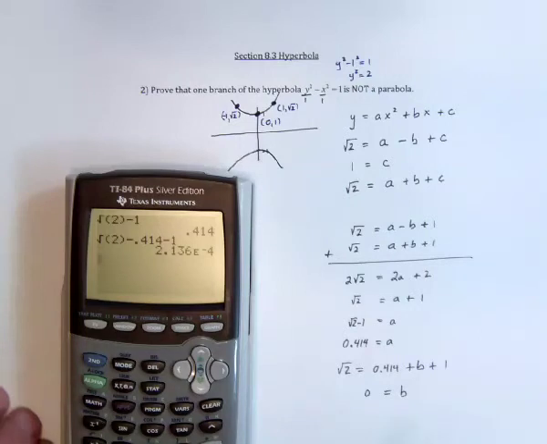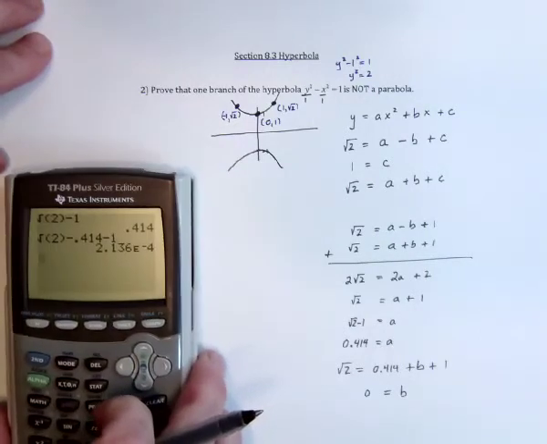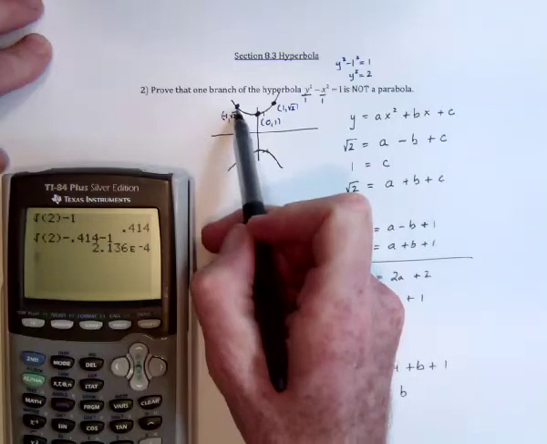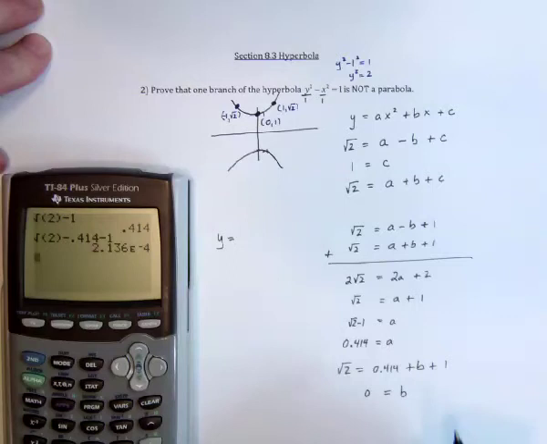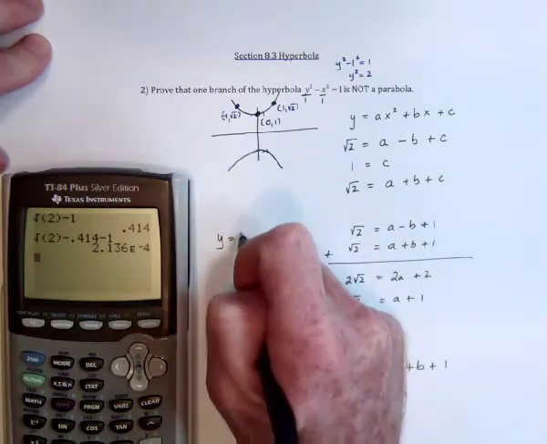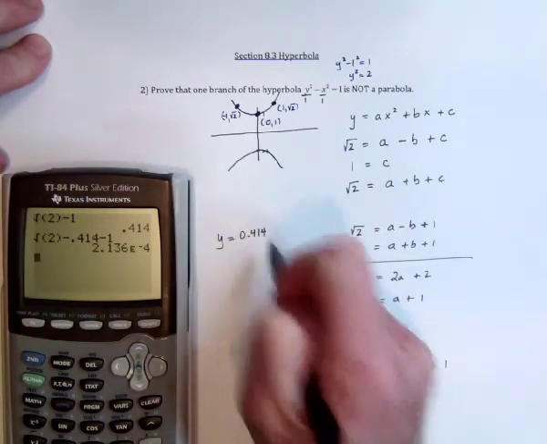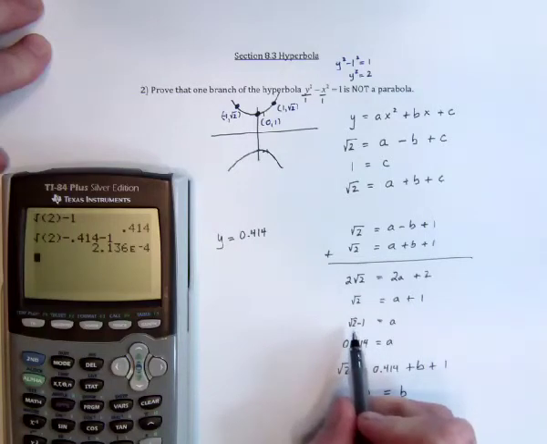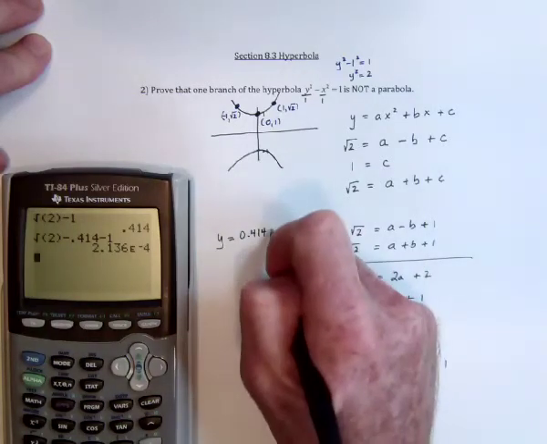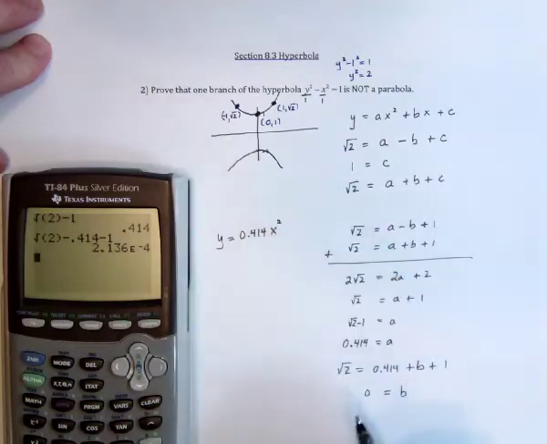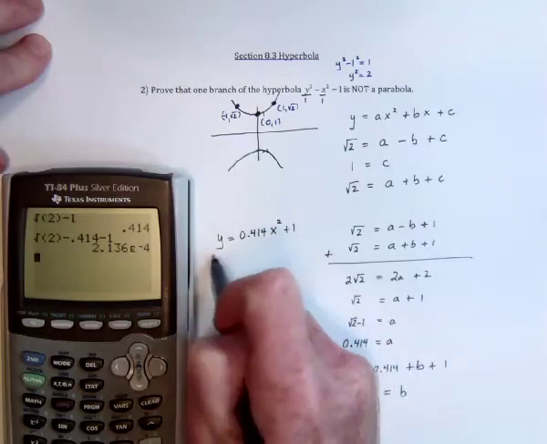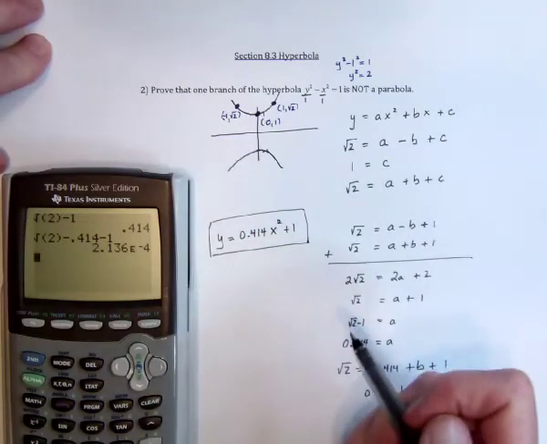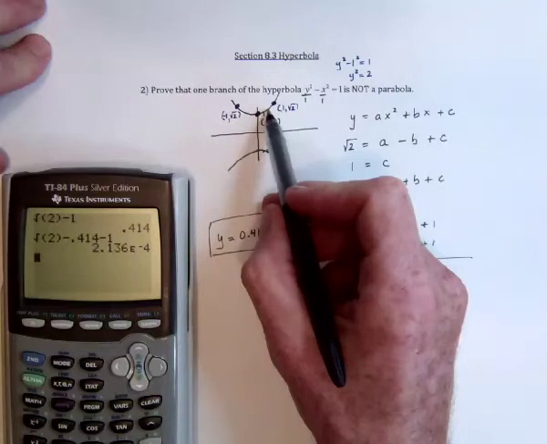Alright, so now we've got our function: the only parabola that will go through these 3 points is this parabola right here. Y is equal to A, which is 0.414, or more accurately I should use the square root of 2 minus 1, and that's the coefficient of x squared. The B is a 0 and the C is a 1. There is the parabola. And then how do you prove that the parabola and this hyperbola are not the same?